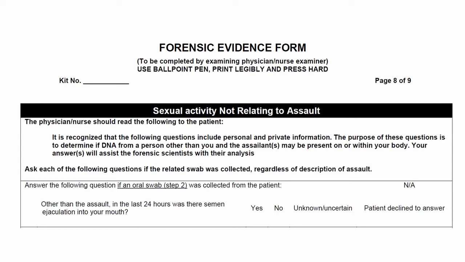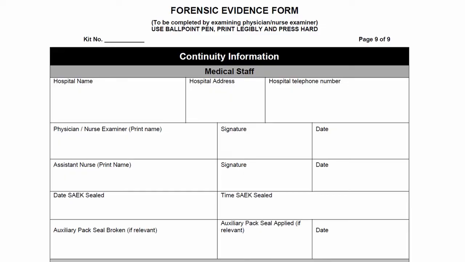The series of questions should be asked based on what samples have been collected, and this page can be completed at the very end of the examinations. Ask each of the following questions if the related swab was collected, regardless of the description of the assault. Page 9 of the forensic evidence form contains continuity information that needs to be completed and includes information about the nurse examiner or physician completing the kit, as well as the date and time that the kit was sealed.